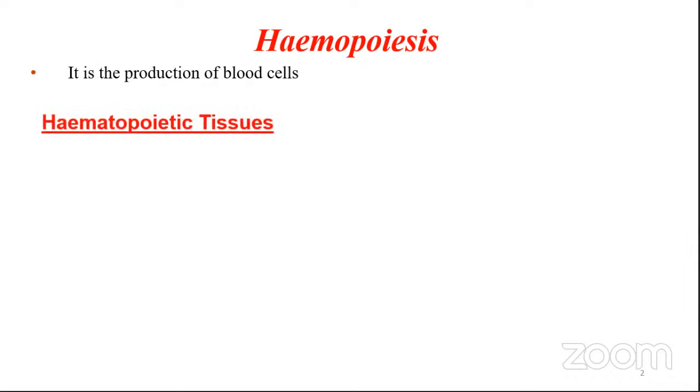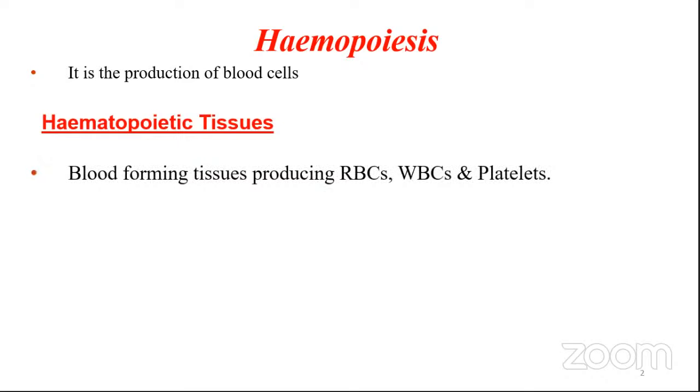It is also called hemopoiesis altogether. Hemopoiesis is the production of the blood cells, either the RBCs, WBCs, or the platelets. So what are the hematopoietic tissues? They are nothing but the blood forming tissues producing the RBCs, WBCs, and the platelets.